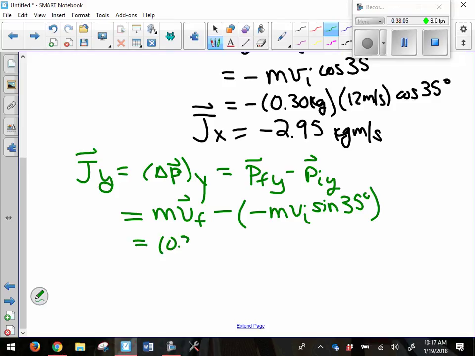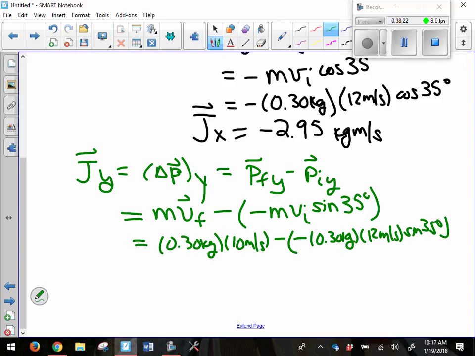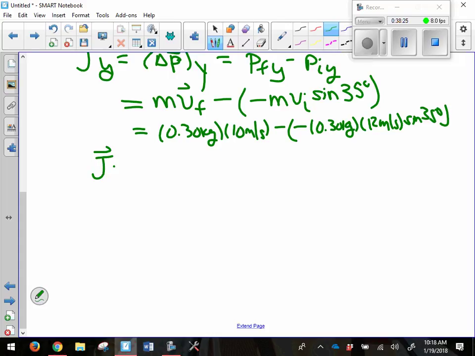So this is going to give me my 0.3 kilograms. Now pre-up, it's 10 meters per second for VF. Negative 0.30 kilograms, 12 meters per second, sine 35 degrees. And what do we get for JY? Okay, did other people get that?